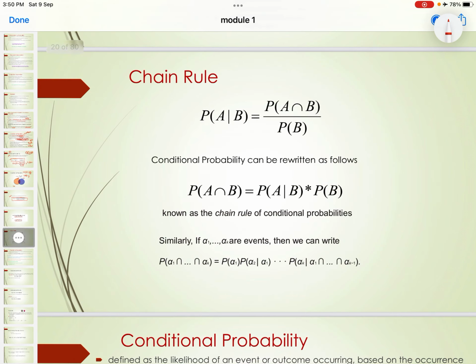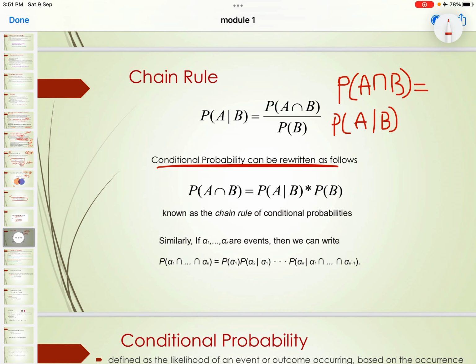Next is your chain rule. Probability of A given B, you know that the formula is probability of A intersection B upon the probability of B, that is the event has already occurred. Conditional probability can be written as follows. Probability of A intersection B will be equal to probability of A given B multiplied by probability of B, known as the chain rule of conditional probabilities.